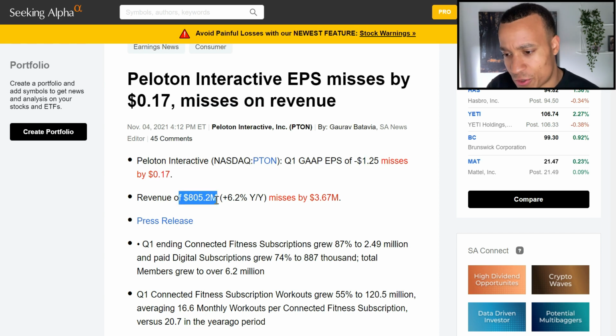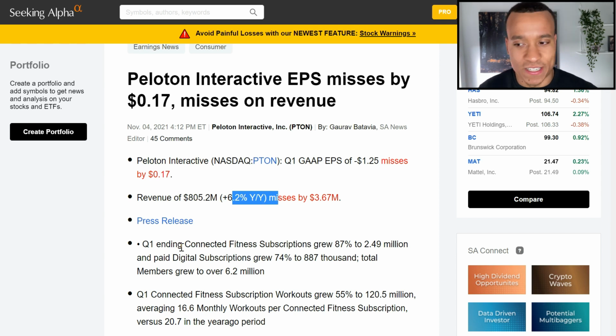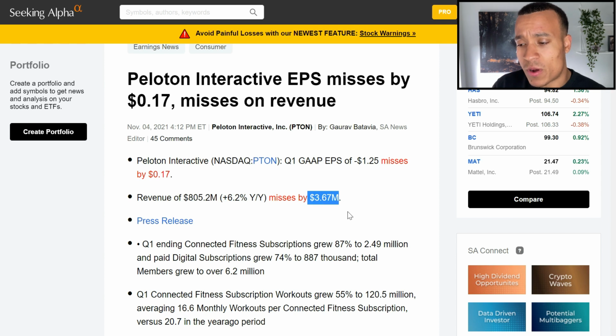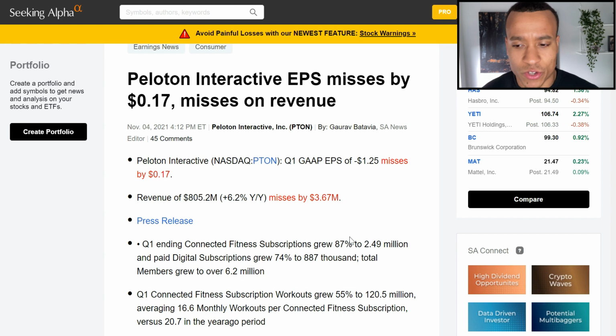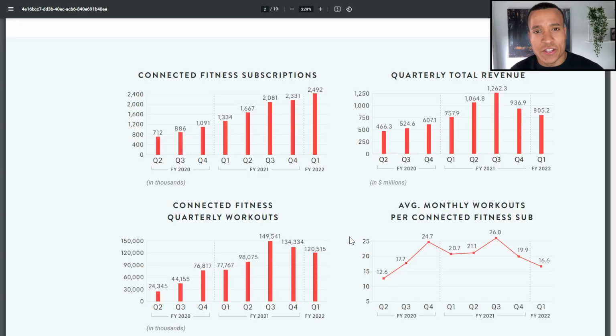And then when we look at revenue, revenue increased by 6%, which granted is not great, right? Not for a company that's supposed to be growing very fast and has the market multiples, which suggests that it should be growing very fast. But they only missed revenue estimates by $3.5 million. So clearly there's something else going on here. So let's get into the earnings report and see what exactly that is.